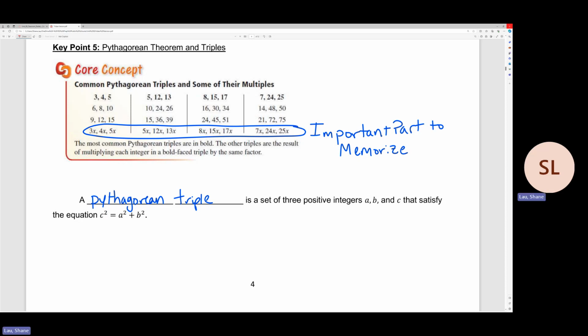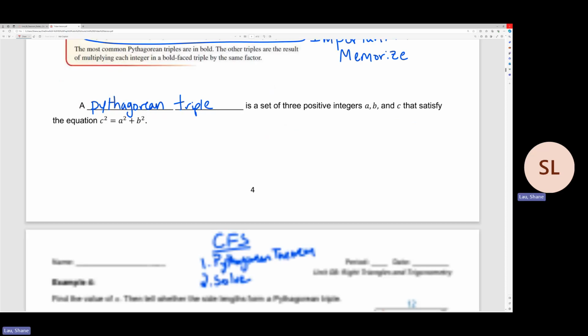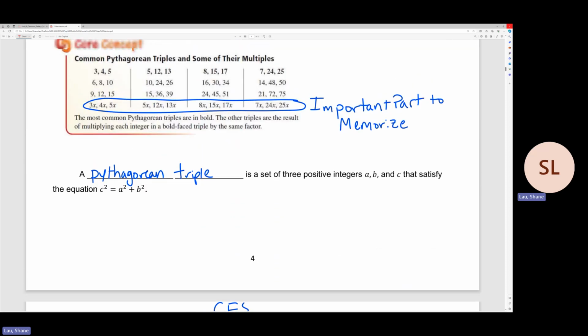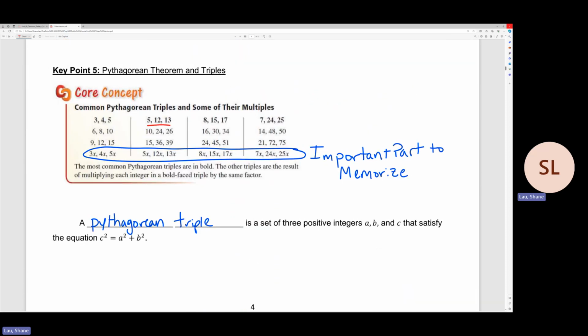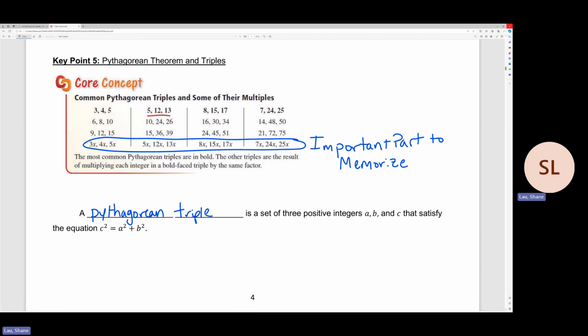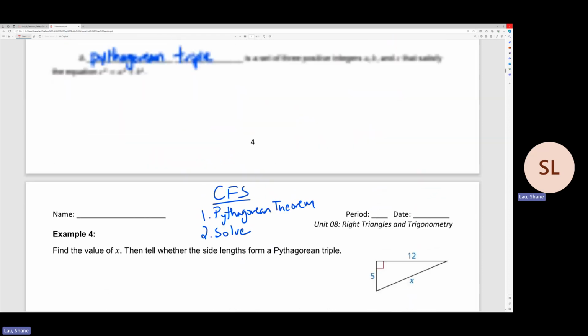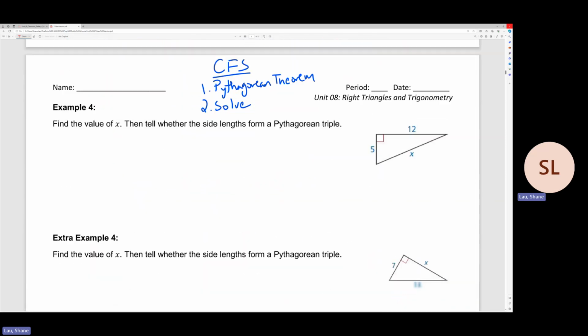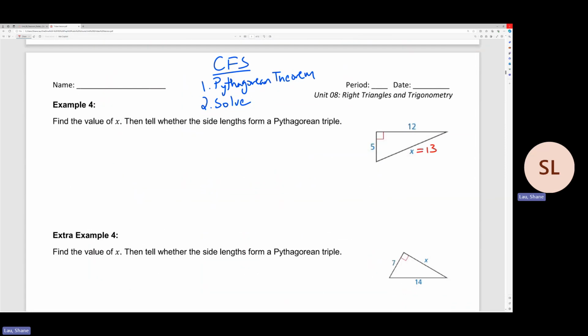Okay. And in action, what this looks like, if I look at example 4 here, right, I see that I have a 5 and a 12. If I look back at my table, I notice right here is 5, 12, and 13. 5 and 12 in my problem here are my legs. 13 is my largest side, which means it's my hypotenuse, which means that x must equal 13. It only makes sense because our table says so, right? And it's already been proven that this works. But let's go ahead and just prove it anyway.